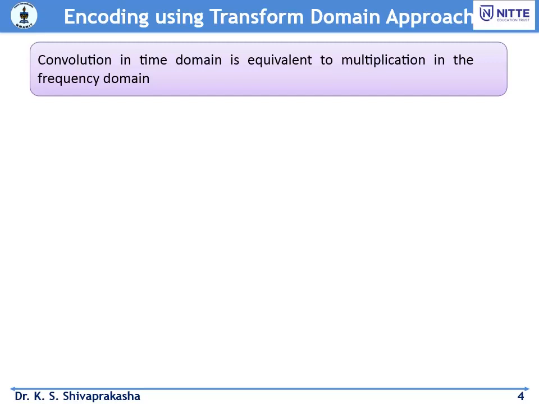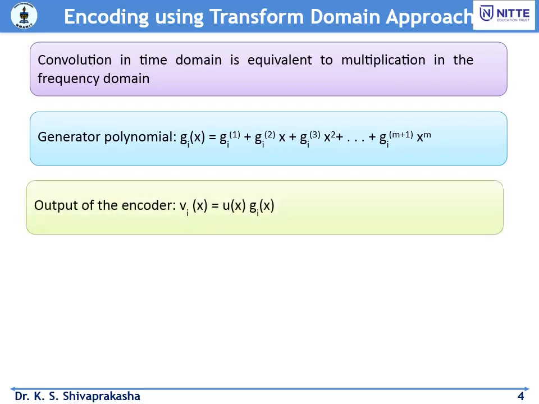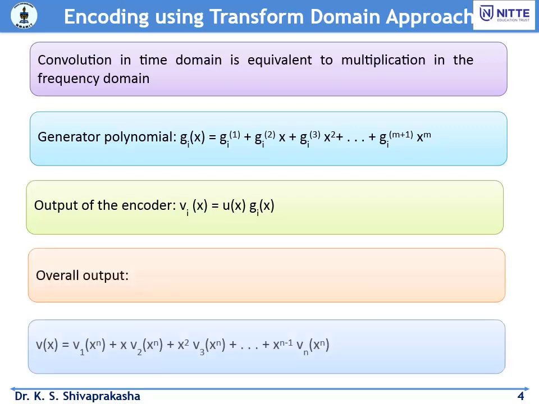Therefore, the procedure is as follows. We need to first write the generator polynomial, which is nothing but the polynomial domain representation of the generator sequence. Then from the given data, we can write the data polynomial, and perform the multiplication of that data polynomial with the generator polynomial to get the corresponding code polynomial. Finally, the overall output can be obtained using this formula.